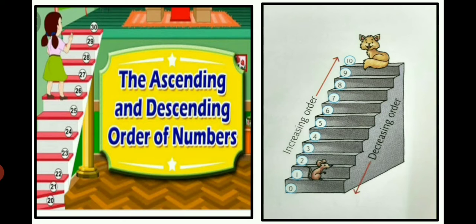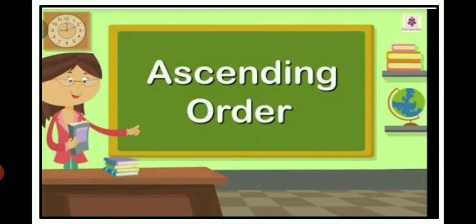Ascending order of numbers means the numbers that go in an increasing order. The increasing order of numbers is otherwise known as the ascending order, and the decreasing order of numbers is otherwise known as the descending order of numbers. So let me explain to you. First, let's start with ascending order.